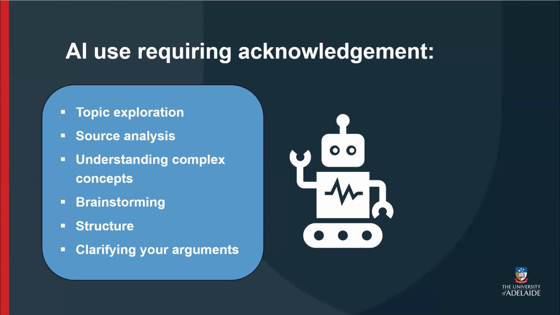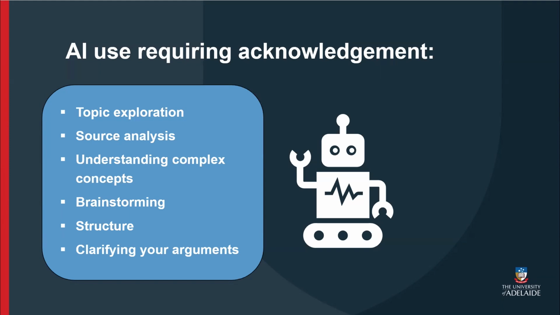Understanding complex concepts, very popular use. If AI helped explain something to you, that's part of your learning journey and it should be acknowledged too. Brainstorming. If AI helped generate ideas that shaped your work, even indirectly, it's an acknowledgement moment. It's helped your process. Structure. If AI helped organize your thoughts or outline your work, then that's support that's worth noting as well, and probably a really valid use case too. And lastly, clarifying your arguments. If AI helped you refine or strengthen your reasoning, that is another case for acknowledgement.